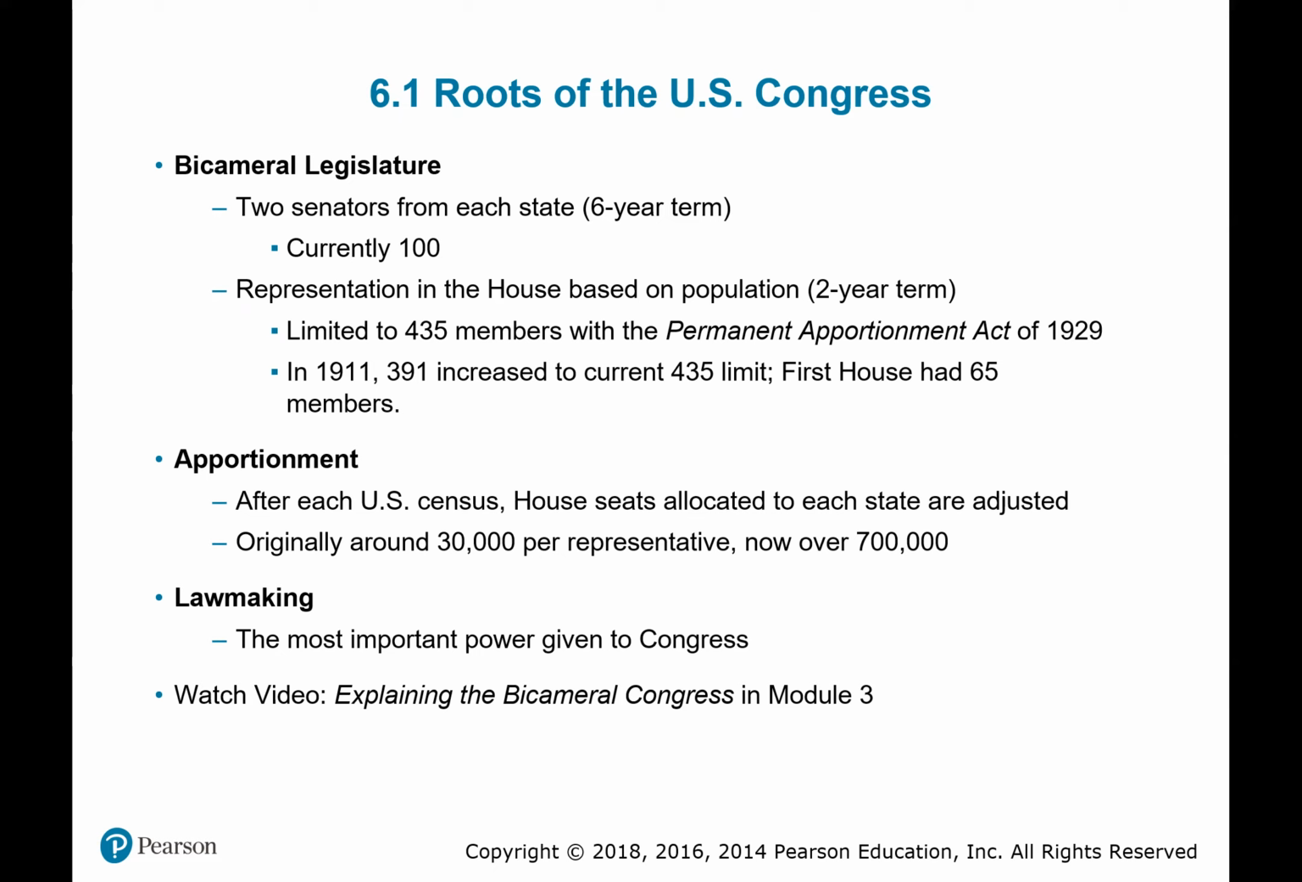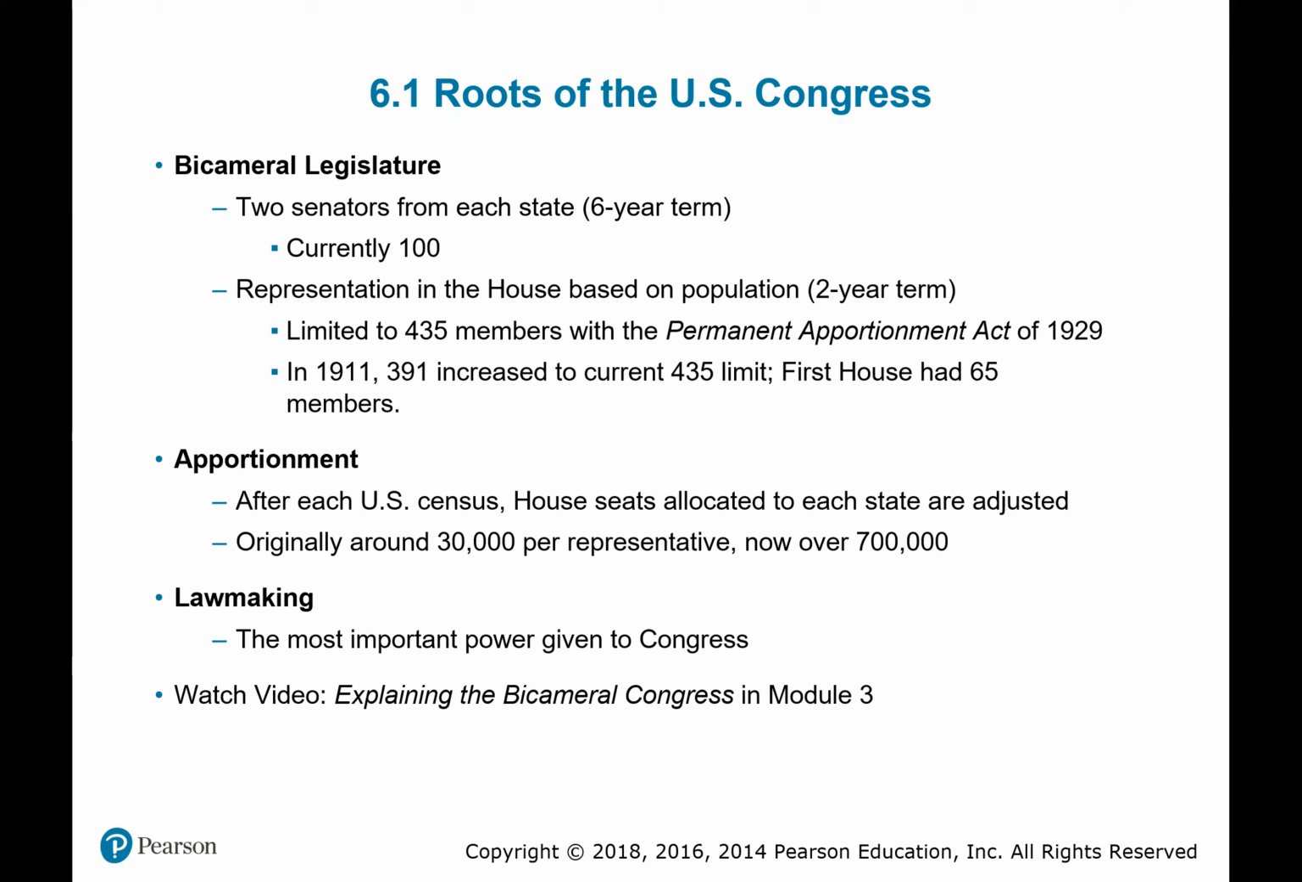And the idea is that these are closer to the people. There should be more elections more often. And the Senate originally, as we've discussed before, was actually chosen by state legislatures until the early 20th century. So the House now is 435 members, and this came about with the Permanent Apportionment Act of 1929.